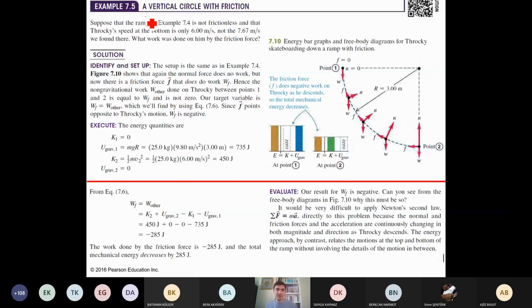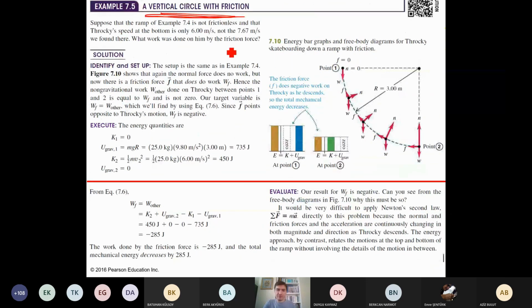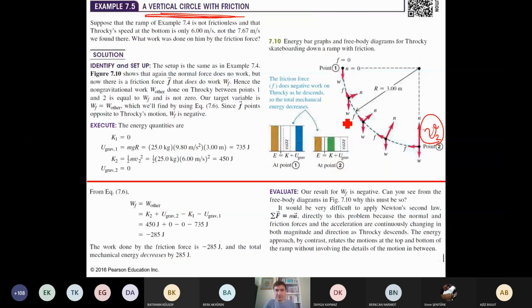So, a vertical circle with friction, the same question, okay? Here we have considered that there is no friction on the surface, but now we are considering that there is friction on the surface. Due to the friction, the child has less velocity, less speed, here at point 2 compared to the speed in the first condition. So in this case there is no friction, but in the second case we have friction, so due to the friction we will have less velocity. You can imagine this.